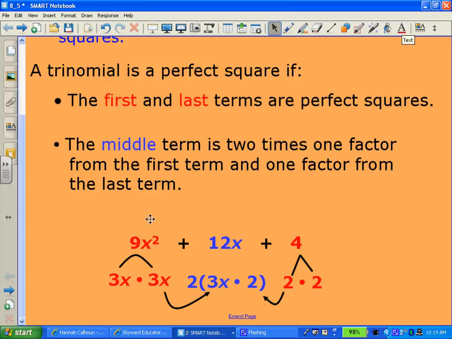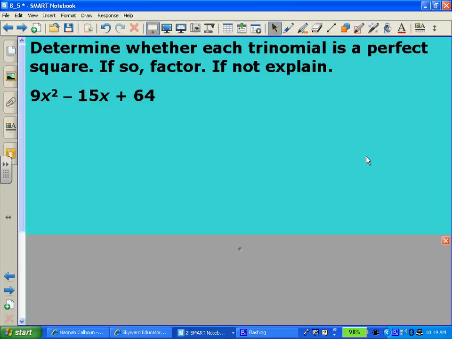So for example here, we have 9x squared, which is a perfect square of 3x and 3x. We have 4 here, which is a perfect square of 2 and 2. And then the middle term is twice 3x times 2 to get 12x. So this would be a perfect square trinomial. So when we come across these in factoring, we can first of all look to see, is it a perfect square trinomial? Because if it is, it's going to be pretty easy for us to factor.